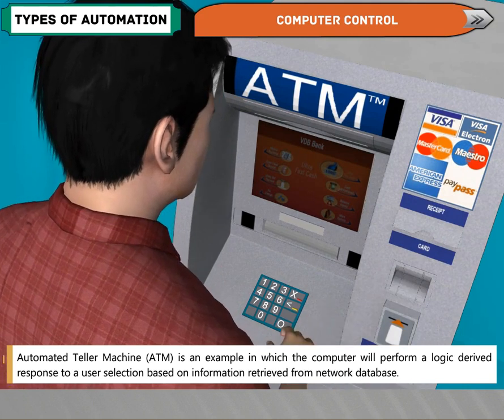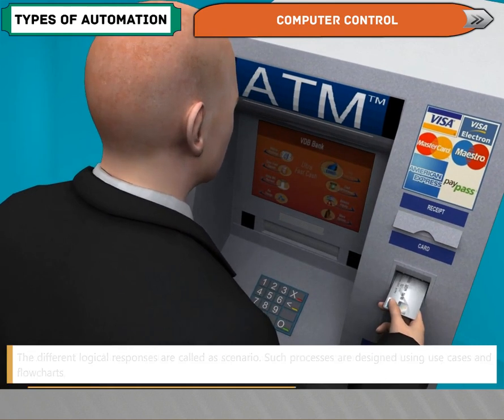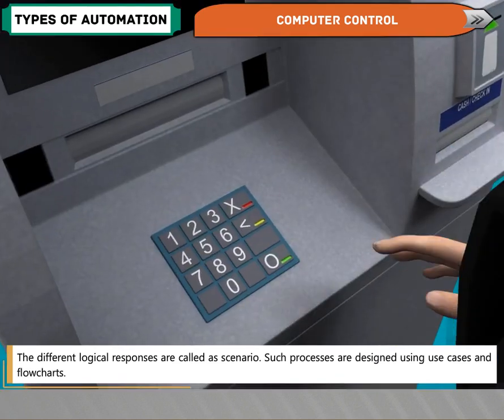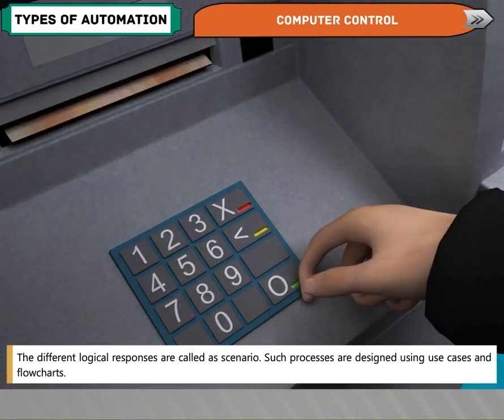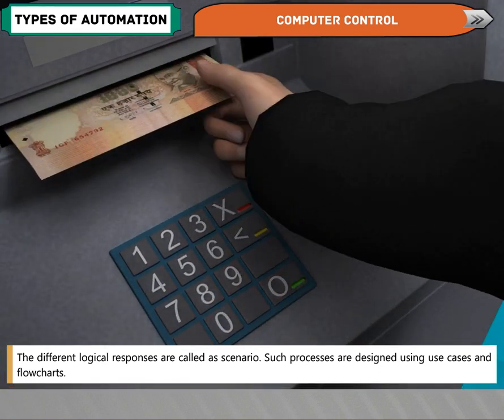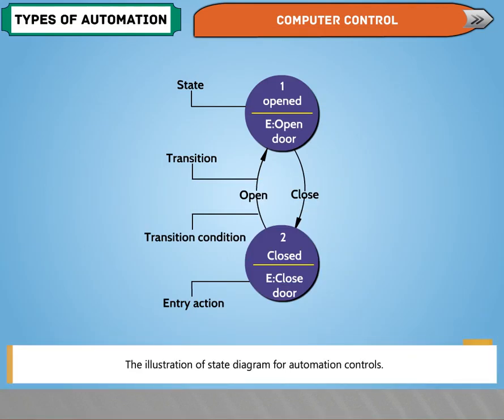Automated teller machine, that is ATM, is an example in which the computer will perform a logic-derived response to a user selection based on information retrieved from the network database. The different logical responses are called scenarios. Such processes are designed using use cases and flowcharts. The illustration of state diagram for automation controls.